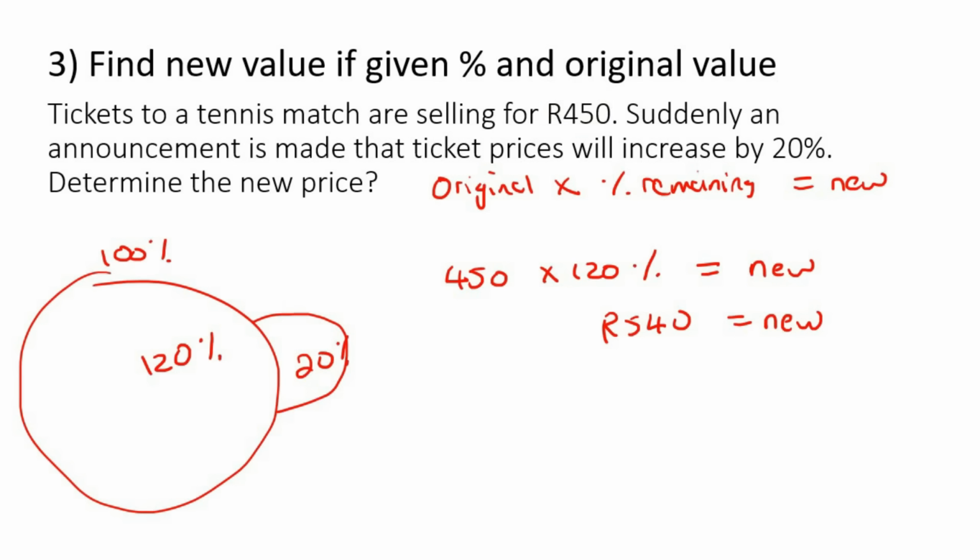As I said, you could work out 20% of 450 and then add that to the 450. It does work when they're doing section 3. It does not work in section 4. So my advice, rather try use this technique, because this technique works in section 3 and section 4 and section 5.